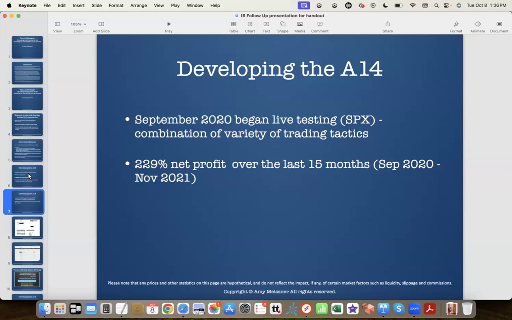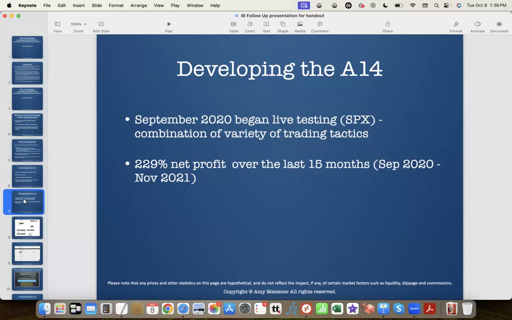And that started in September of 2020. And over about a 15-month period, I opened up a small account. Over that 15-month period, I actually created about 229% net profit. So that's a little over tripling the account in 15 months. So it was doing what I wanted it to do.